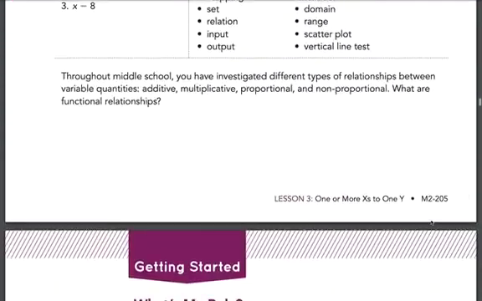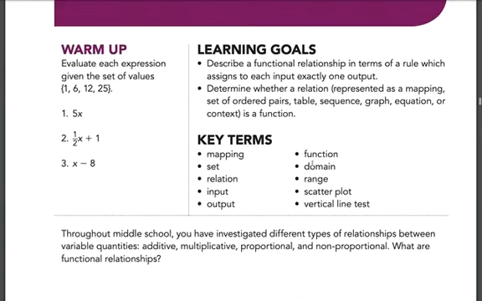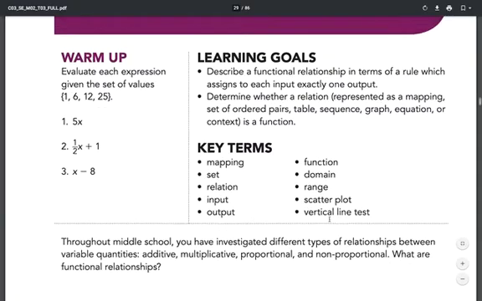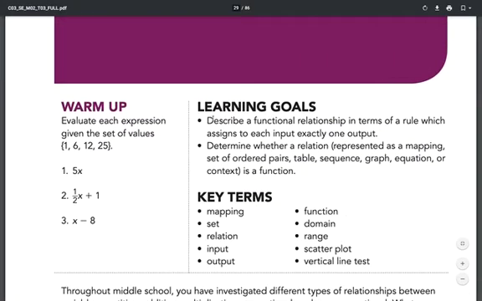Lesson 3 on page M2205. Notice there's a lot of key terms here: domain, range, mapping, input, output, vertical line test. Our goal today is to describe a functional relationship and determine if it's a function.